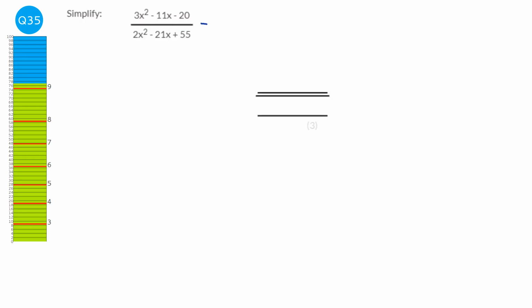So we're going to start by factorising these fractions, and I'm not going to go into how to factorise quadratics because we've got plenty of other videos on the site that go into that. But when you factorise the top, you get 3x plus 4 and x minus 5. And when you factorise the bottom, you get 2x minus 1 and x minus 5. Now it's not a coincidence we have the x minus 5 at the top and the x minus 5 at the bottom, because we're just going to divide that out to simplify the fraction.